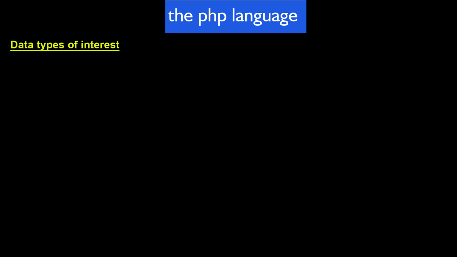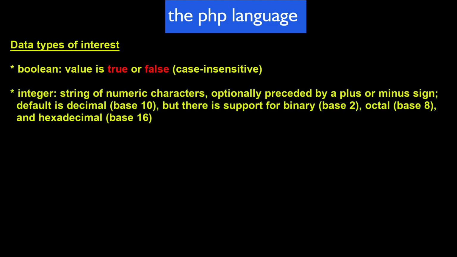Data types of interest. Boolean data type, the value is either true or false, and true or false can be specified in a case-insensitive way, uppercase, lowercase, or mixed case. Integer data is a string of numeric characters, optionally preceded by a plus or minus sign. The default is decimal, base 10, but there is support for binary, base 2, octal, base 8, and hexadecimal, base 16. We will only use decimal initially.